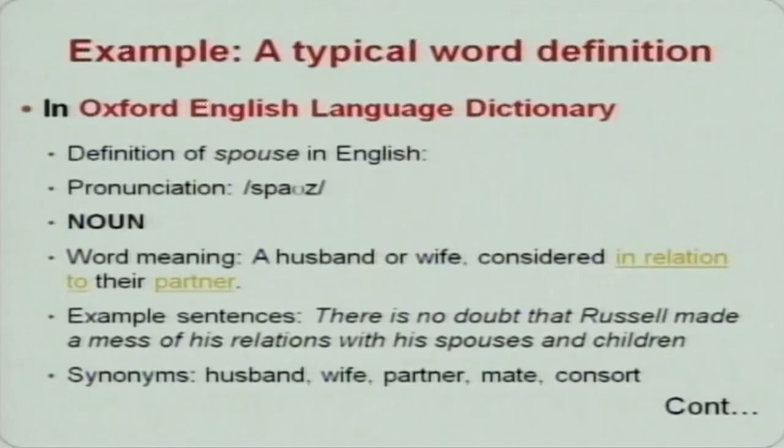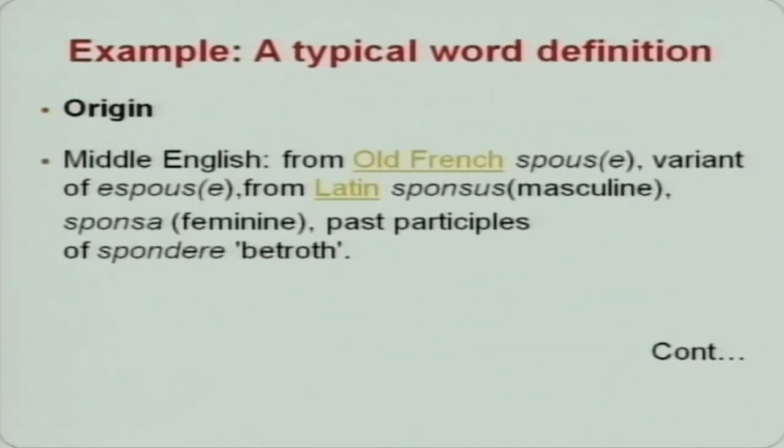Now, if we take a typical word definition in the Oxford English Dictionary, for example, spouse. You will get the pronunciation of it. You will see that spouse is a noun. The word meaning is the husband or wife. Then there is an example sentence showing how the word spouse is used. Synonymous words like husband, wife, partner, mate, etc. Then how the word spouse originated, that information we will get: from Middle English, from Old French spouse. So that kind of information you will also get.